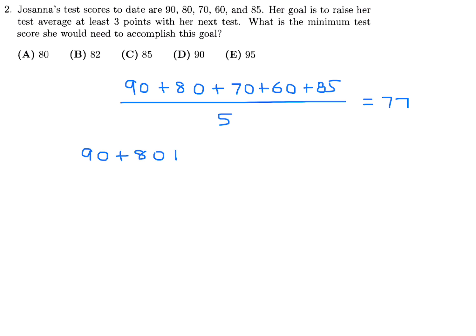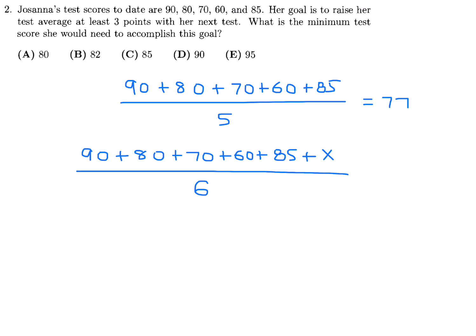So this time you're going to take the same 5 tests as before, but you're going to add 1 additional test, call it x, and to get the average, this time you have to divide by 6 because now you have 6 tests. And we want this average to be 3 points greater than before, so we want it to be 80. And this is the equation that will allow us to figure out x. This sum right here is 385 plus x is equal to 6 times 80, which is 480. And when you subtract, you get x equal to 95. So number 2, the answer is E.